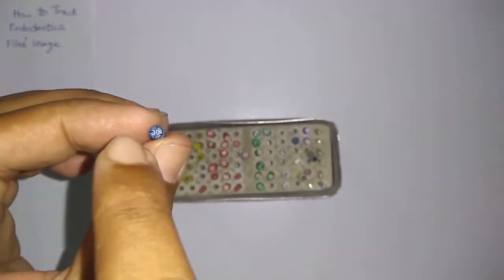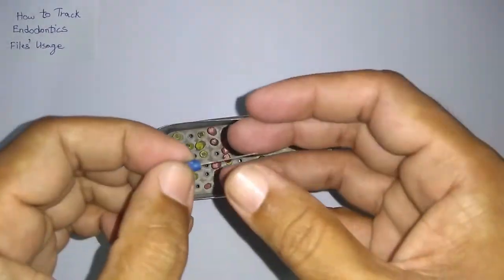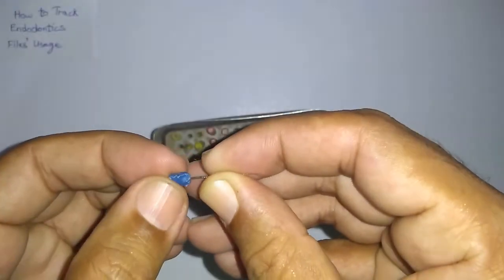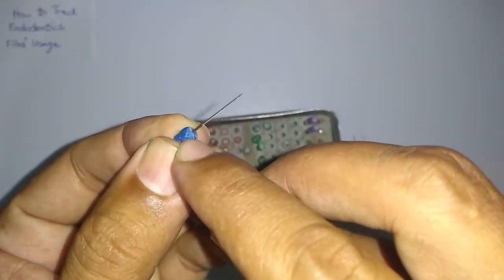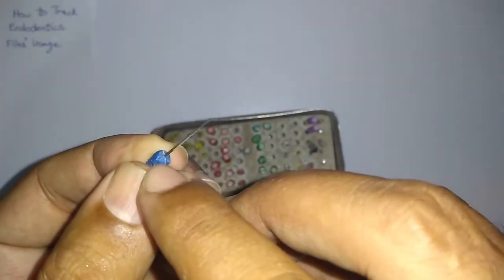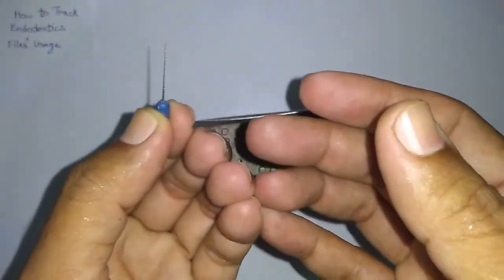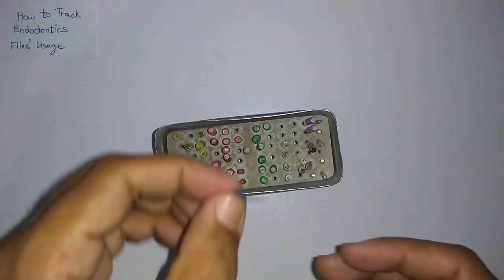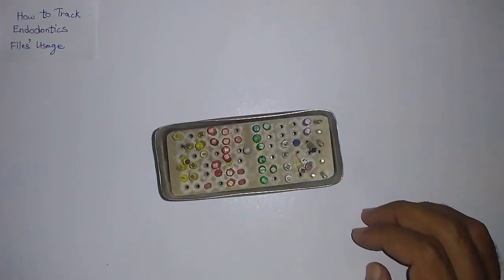and see, now I can see it has been used 4 times, so I can just discard it. Now let's try it with another file. I took out this file and check the marking on it, and I see just one mark here, and I know that this file has been used once, or if you want to consider this mark also, the file has been used twice.